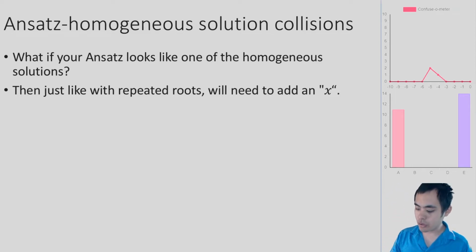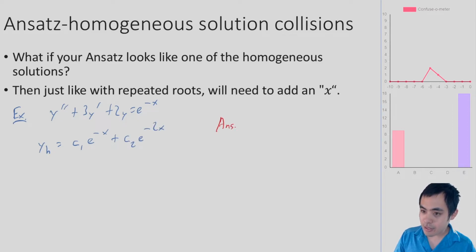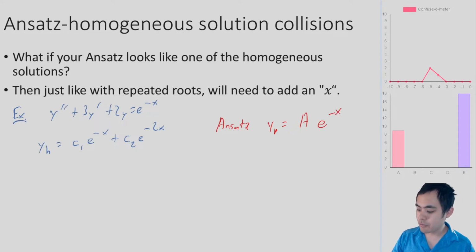So let me show you an example of this. If you have y double prime plus 3y prime plus 2y is equal to e to the minus x, well, note that y homogeneous is equal to c1 e to the minus x plus c2 e to the minus 2x. And therefore, our ansatz is yp is equal to, normally it would just be a e to the minus x, right? But unfortunately, e to the minus x already appears once. And so instead we need an additional x here.